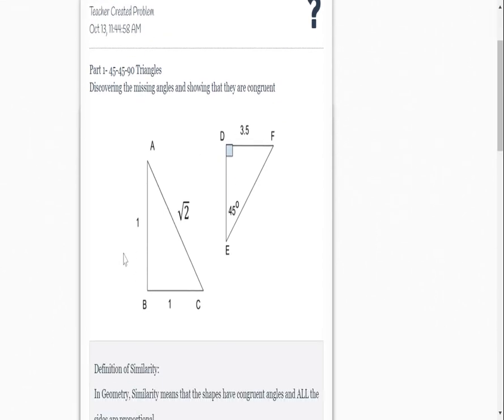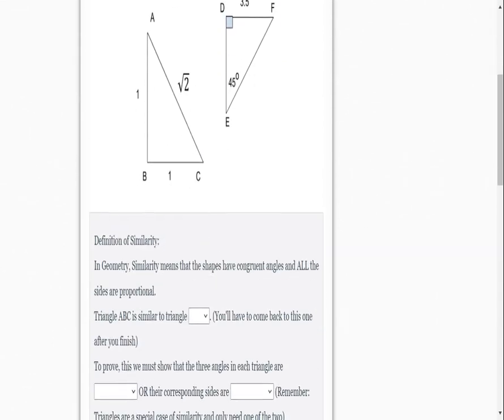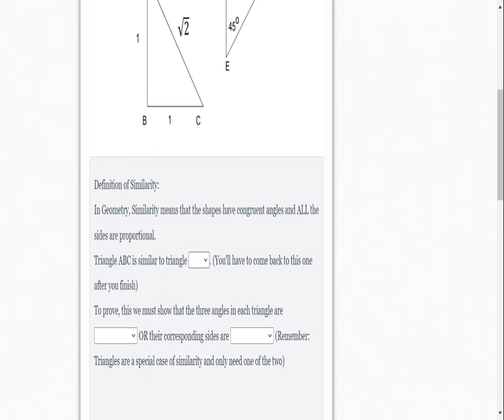All right, so definition of similarity. In geometry, similarity means that the shapes have congruent angles and all the sides are proportional. Triangle ABC is similar to triangle, so we have to come back to this one later. But the idea is the angles within ABC have to match up with the angles inside whatever I say here. We don't know the angles of ABC yet, so that's why we have to come back to it later. Okay.